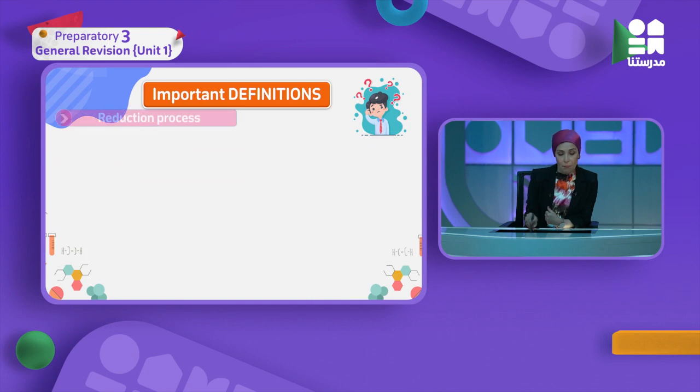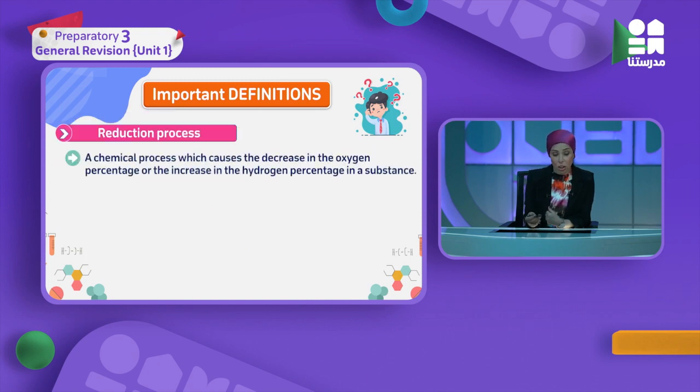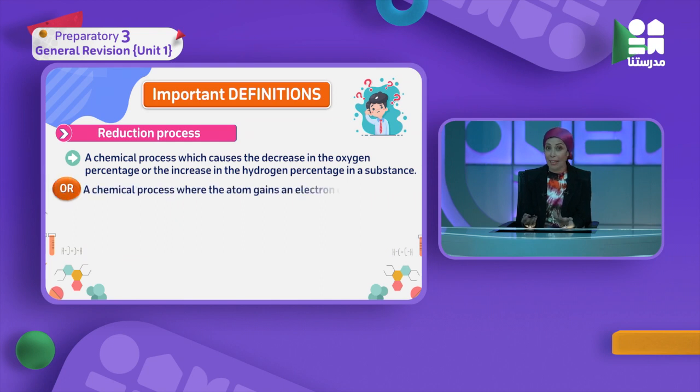Okay. As we did the oxidation, we are going to define reduction in the two ways. Concerning oxygen, I remove the word increasing and put decreasing. It is the process that causes a decrease in the oxygen percentage or an increase in the hydrogen percentage. Concerning losing and gaining, RIG, so reduction is gaining. It is the chemical process in which the atom gains one electron or more.